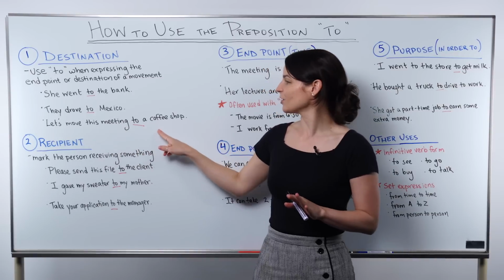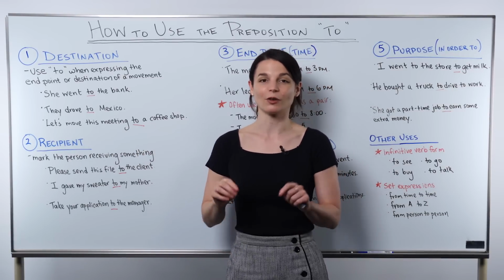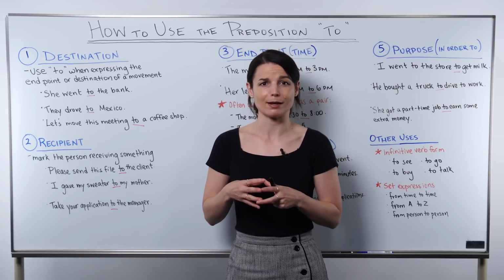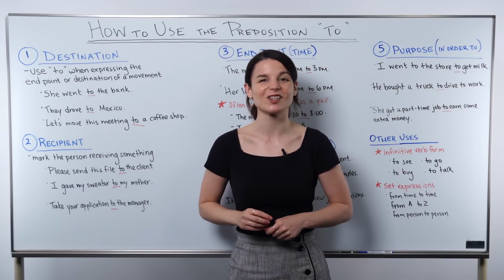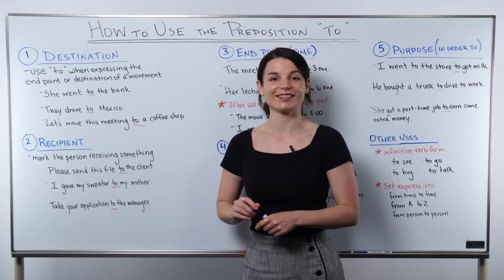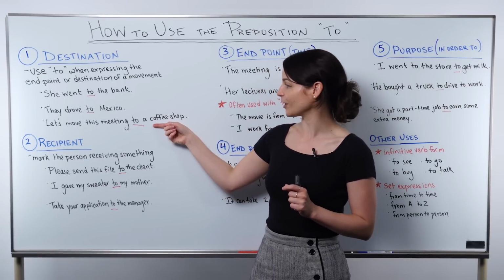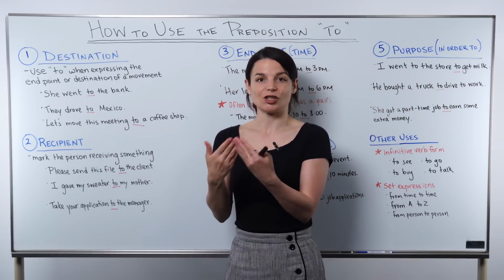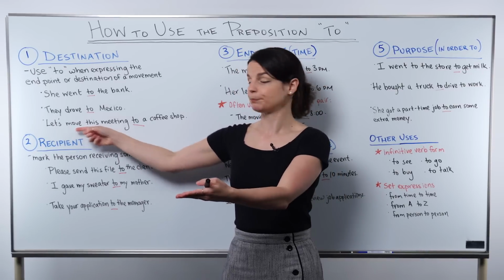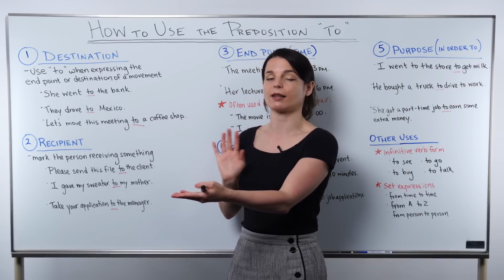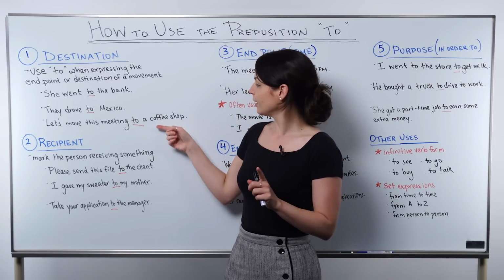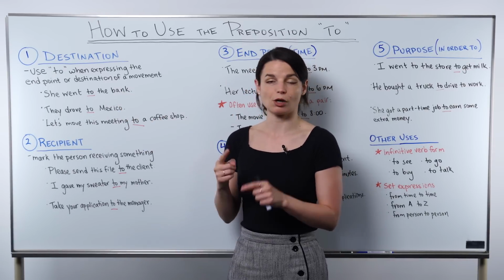Let's move this meeting to a coffee shop. So this is an expression we can use if we want to stop having a meeting somewhere and go somewhere else to continue talking. Here we have the destination or the desired, in this case, end point, a coffee shop. So this person is making a suggestion. This is not a past tense example, but they're saying, let's move to this destination. So they're talking about a destination in the future. So we can use to before a specific endpoint for our movement.